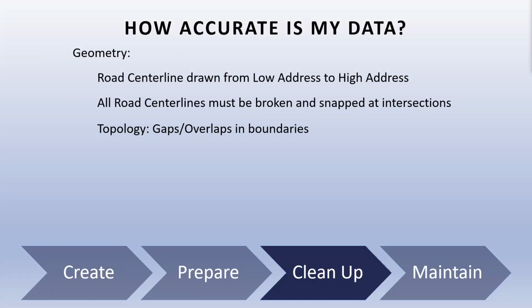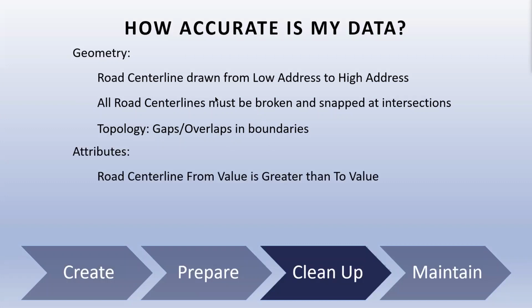Because in an NG911 system, those could be disastrous. If a call comes in from a cell phone and it lands in a spot where you happen to have a gap, then the system won't know where to send that call. So in this type of system, these are really important things to have cleaned up.